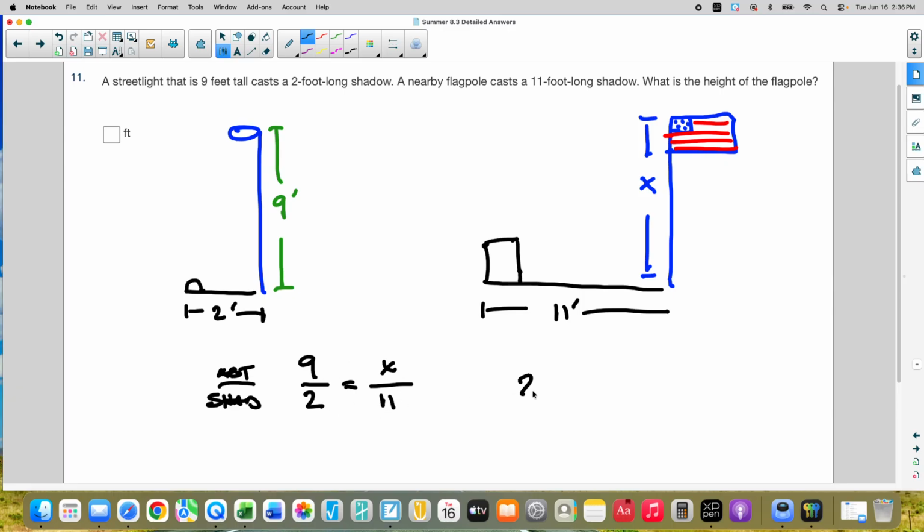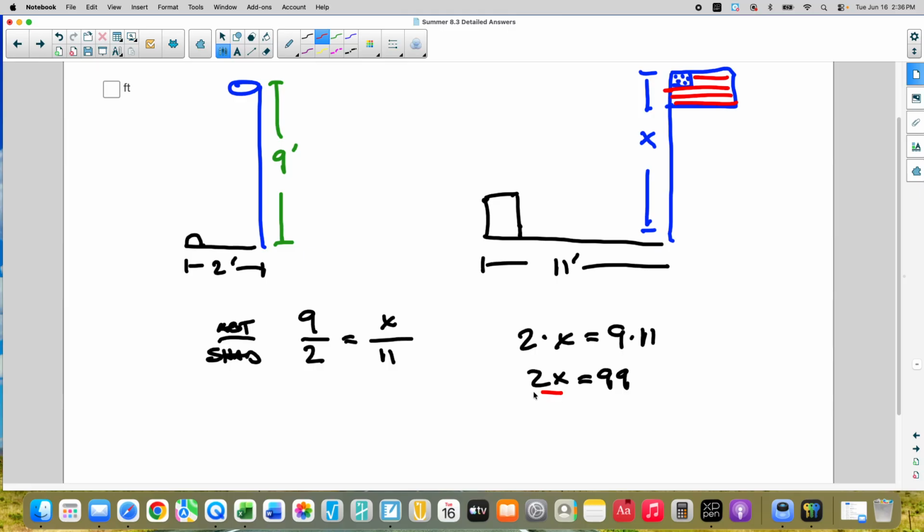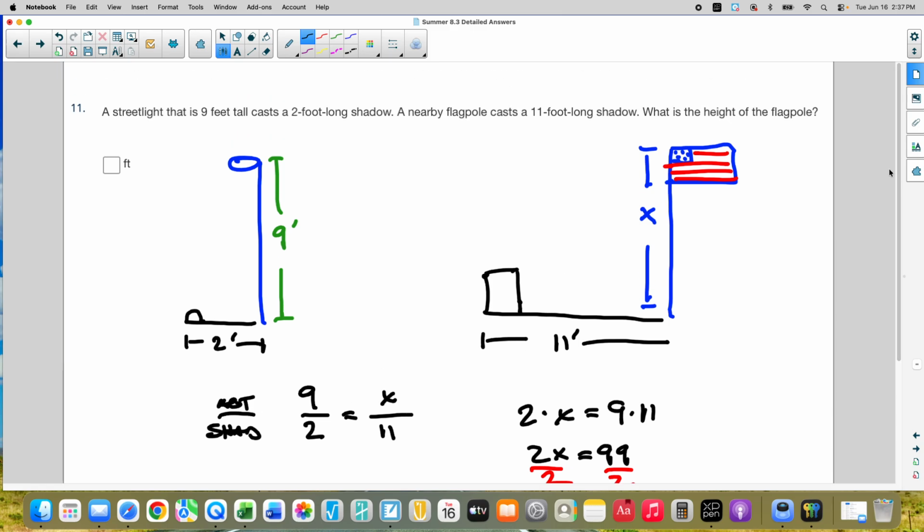Okay, so now we're not going to multiply by, we could, but it's just easier to do 2 times x equals 9 times 11. 2x equals 99. Divide by 2. And we get x equals 99 halves. Or we can divide it, which gives us 49.5 feet is the height of the flagpole. 49.5 feet.